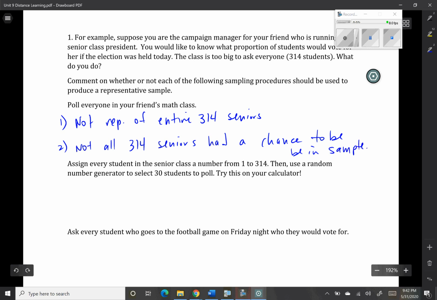Depending on your friend's math class, if they're an accelerated student, well, I'm only going to be asking accelerated kids. If they're not an accelerated student, I'm only going to be asking non-accelerated kids. What if your friend is in a math class, but a lot of seniors don't take math at this certain school? So there's a lot of variability there that's causing this method to not be good. This is not a good method for sampling. Although it would get a sample, it wouldn't be a representative sample of the seniors.